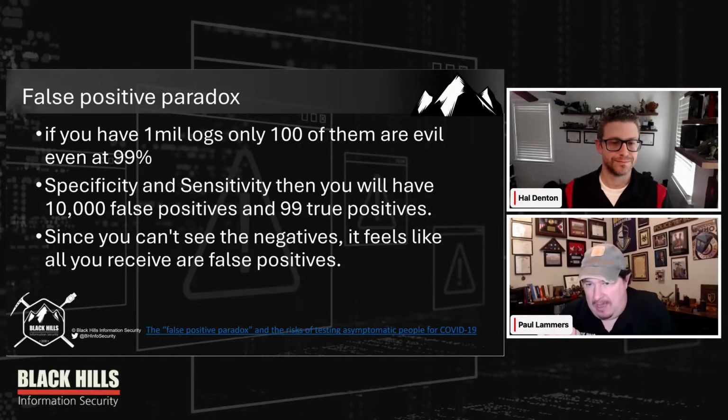All that to say, if you have a million logs come through at a time and 100 of them are evil, if you are at 99% specificity and sensitivity, you have 10,000 false positives and 99 true positives. Even though it's 99%, it looks like all you're getting is false positives. It makes no sense. Why are you looking through all these false positives for this tiny amount of true positives? You found almost all the true positives though. It looks like it's unbalanced.